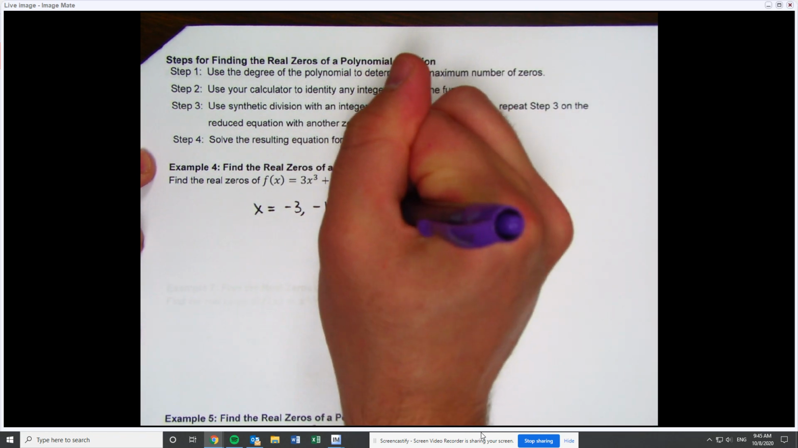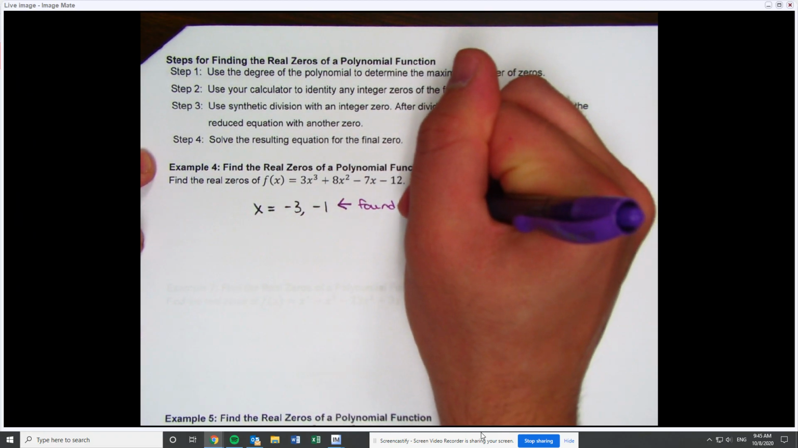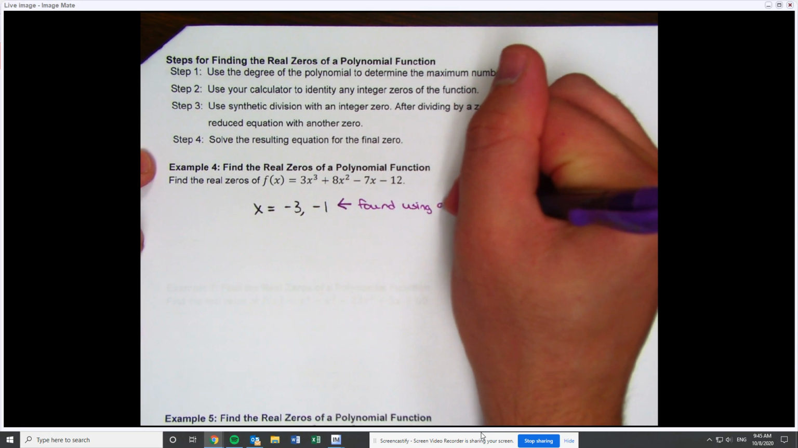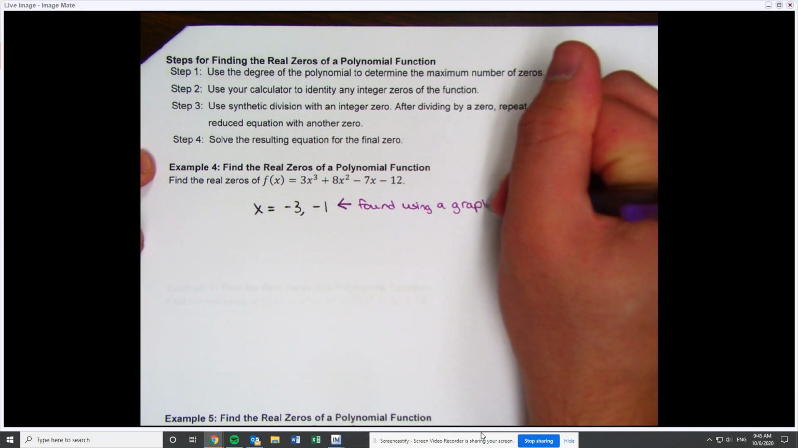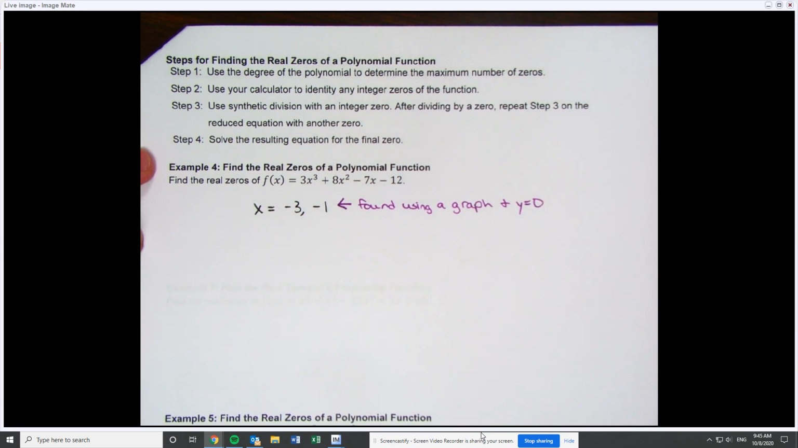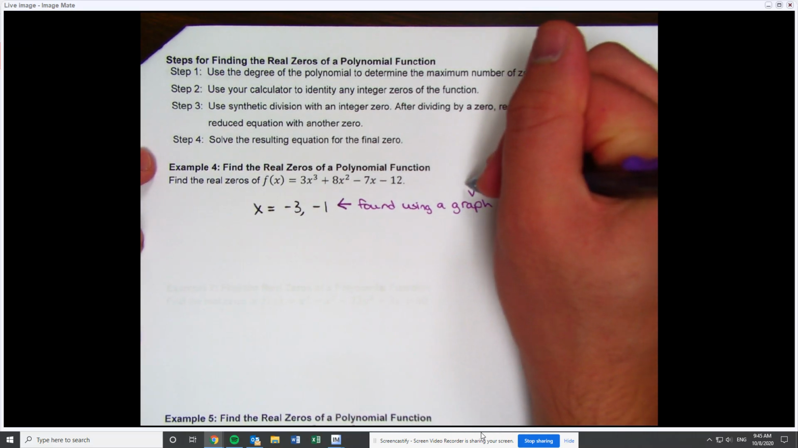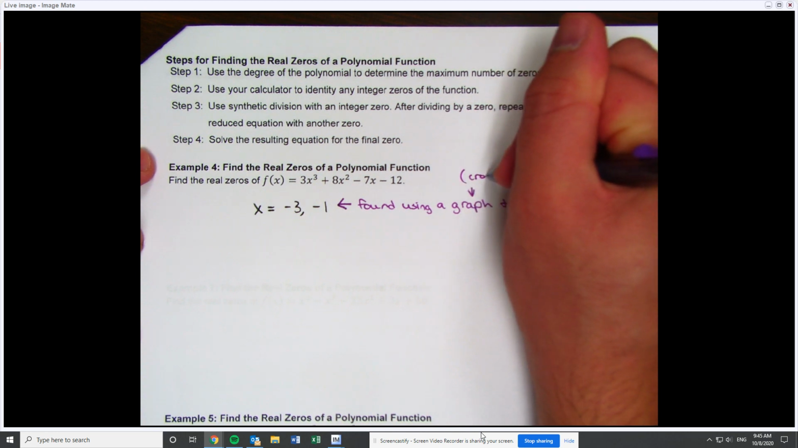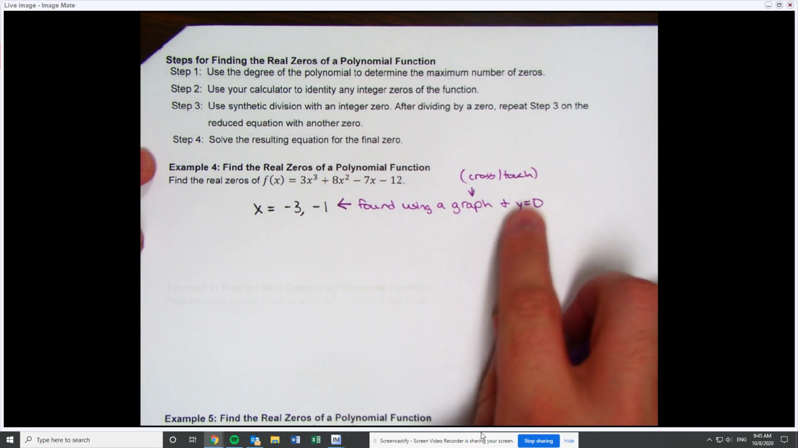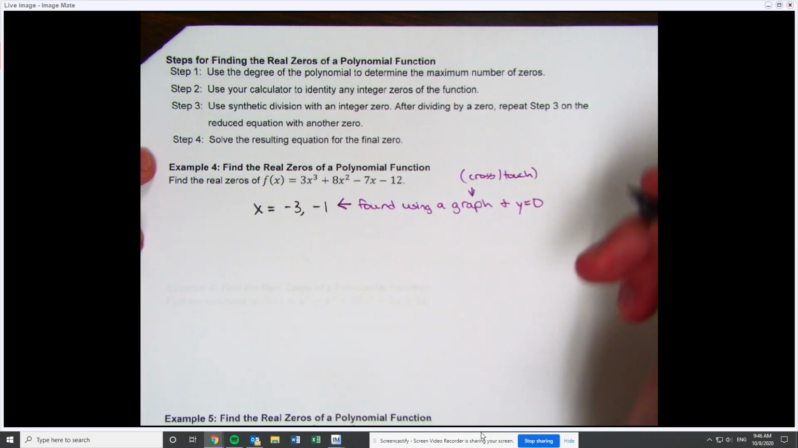And just so you remember what you're doing, if you look back at the notes, found using a graph and y equals 0. So we look at the graph, whether we cross or touch. So for the graph, here you go, little extra note, cross or touch, and then verify that y equals 0, whether it's in a table or hovering over it. This is very important.